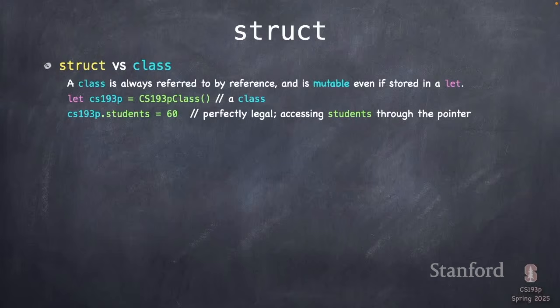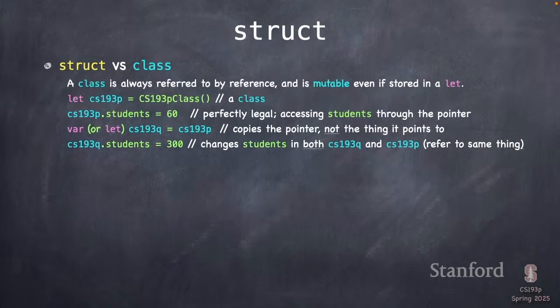So anyway, if I do that and I say cs193p.students equals 60, then I'm setting the var called students inside that class to 60. And notice I did that even though it's in a let, because classes are always mutable. The fact that I put that in a let, no effect. I can change anything I want. And then what if I say var or let cs193q equals cs193p, and then I say cs193q.students equals 300. If I do this, then cs193p's students are also 300, because cs193p and cs193q are the same thing. They're a pointer to the same thing in the heap.